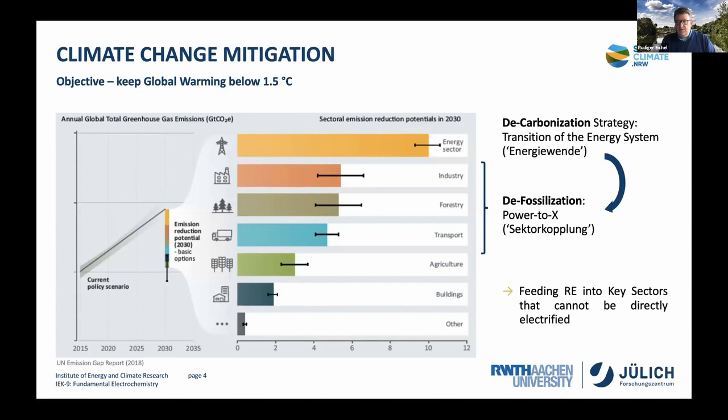But we have key sectors which are not easy to electrify. And because we are doing chemistry, we cannot kick out the carbon, so we need carbon, but we need to think about alternative carbon sources, and this has been outlined by Peter already. So we need a strategy for a defossilization of industrial key sectors like chemical industry, like transportation, and so on. And this is what we term Power to X. So this means feeding renewable energy into key sectors that cannot be directly electrified.